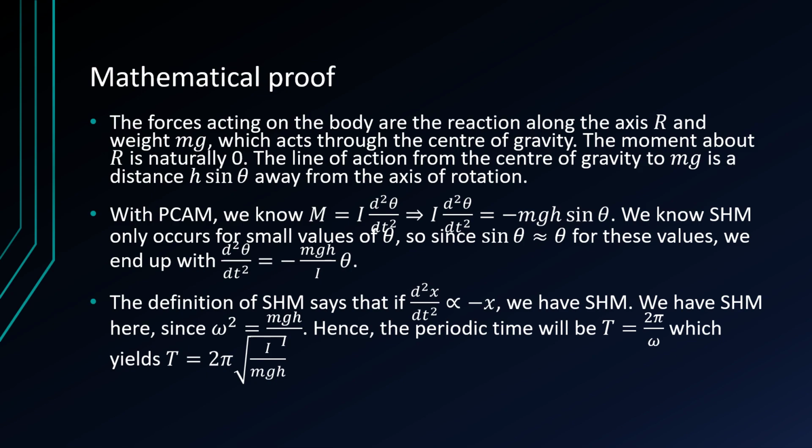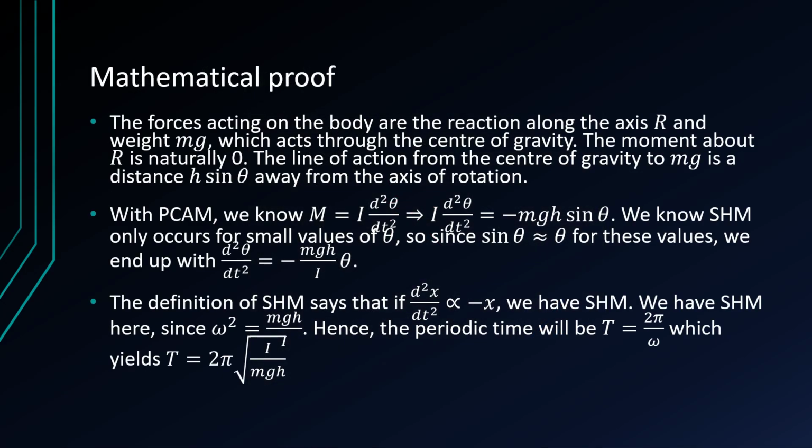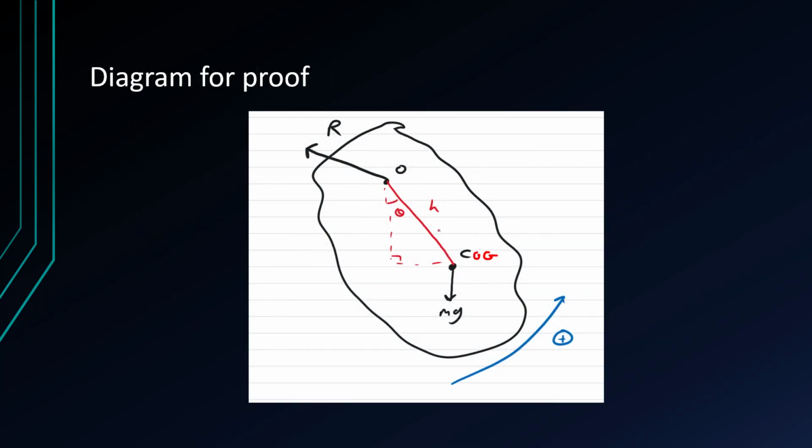And the line of action from the center of gravity to mg, in a way, is h sine theta. So with the principle of conservation of angular momentum, we know that this moment is the moment of inertia times the second derivative of the angle with respect to time, which we can actually rewrite as minus mgh sine theta, which is what we get from this. So I'll actually write this. So this is mg, and then we get h sine theta acting here, and then h cos theta there.